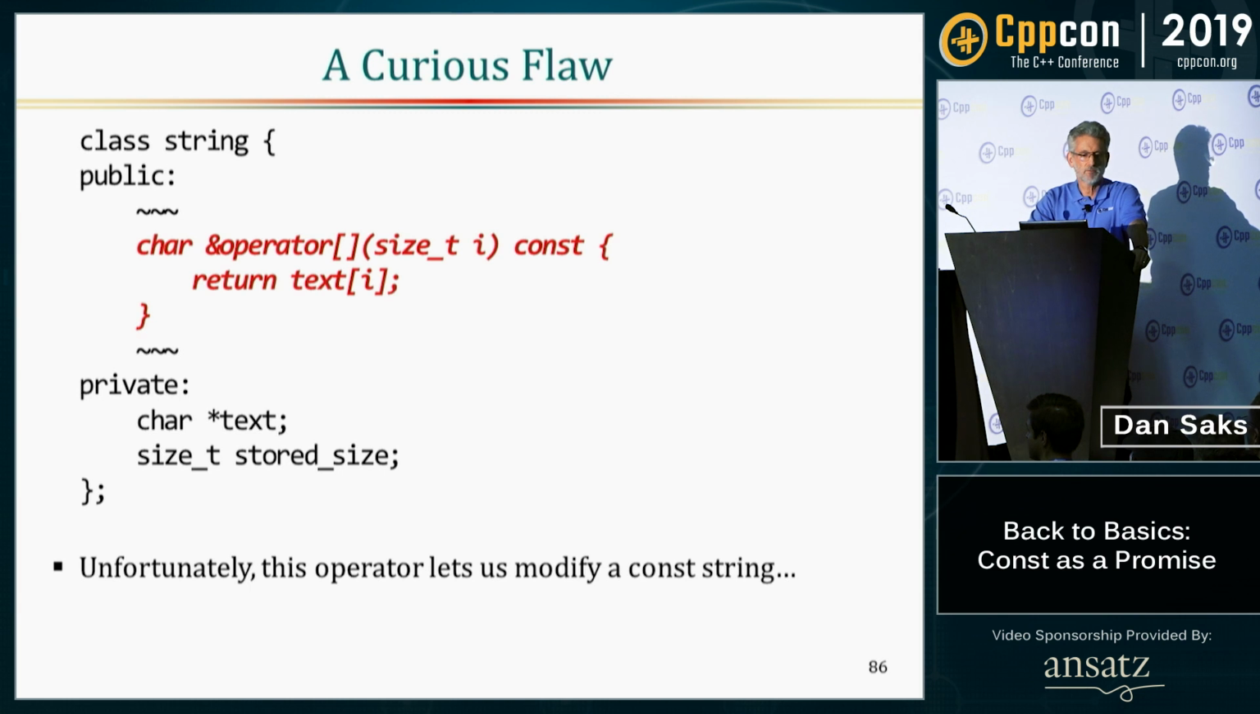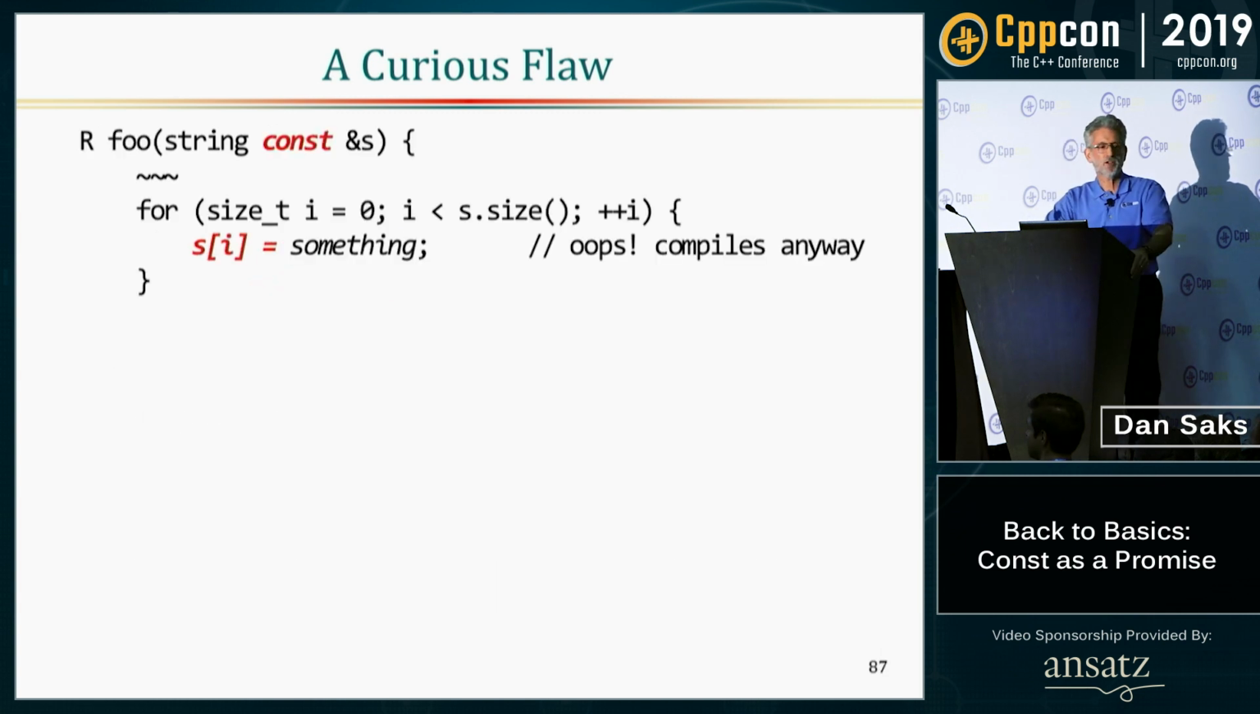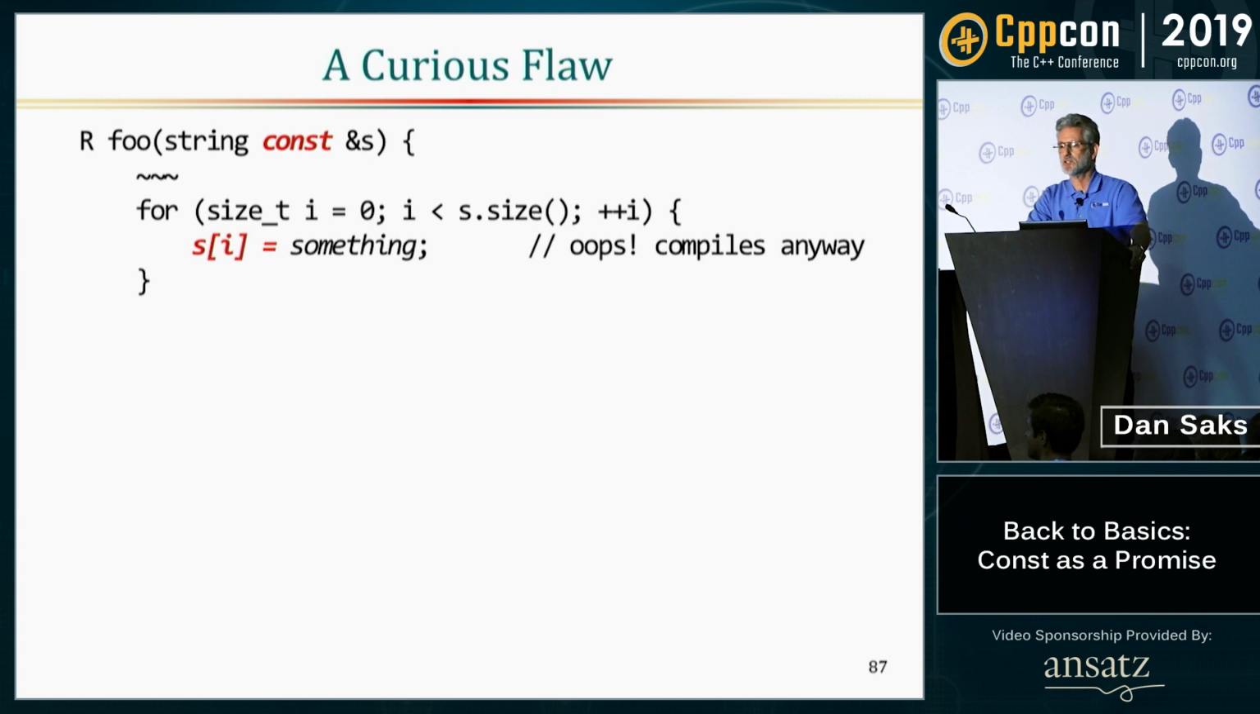Very simple function. Notice it's a const member function. It says I won't alter anything. But look at the return type. It's a reference to a non-const character. What does that mean? It means that you could write code like this. You could say, I've got a constant string, and I'm going to assign to it one of the characters in that string. That code would compile. And I think most of us would say that's a logic error.